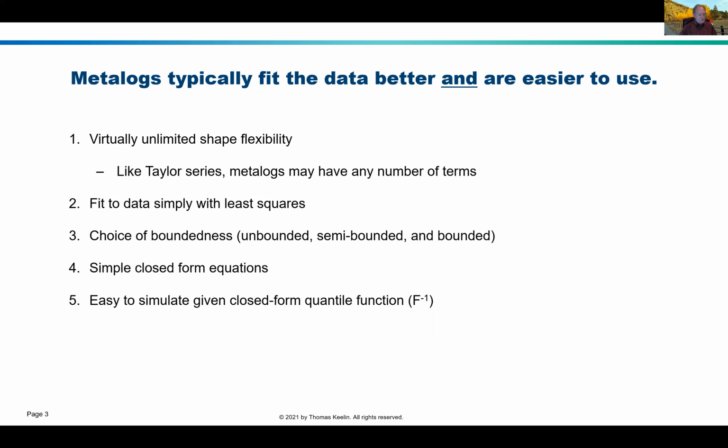Third, there's a choice of boundedness with the Metalogs. You can have unbounded, semi-bounded, and bounded Metalogs according to whatever are the natural bounds for your application. This avoids the problem of having to cut off the tails or something else when you've got a classical distribution with the incorrect boundedness associated with your application.